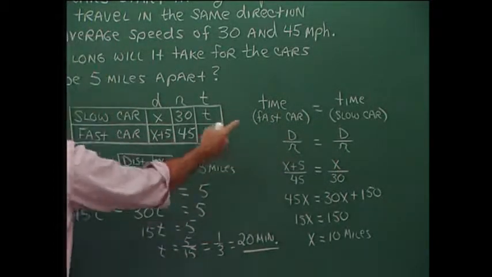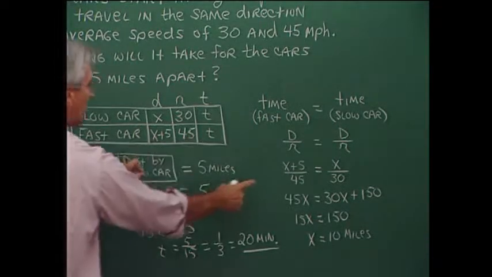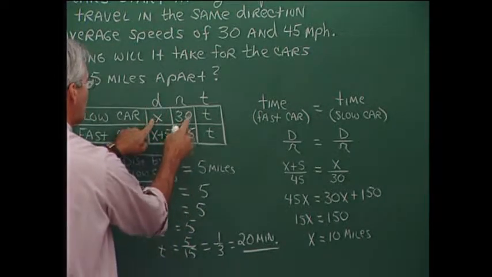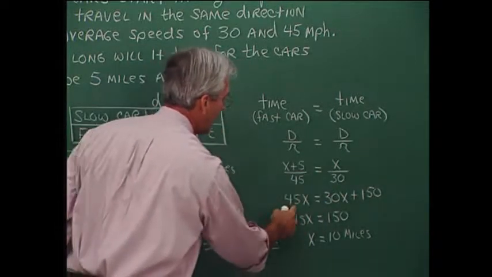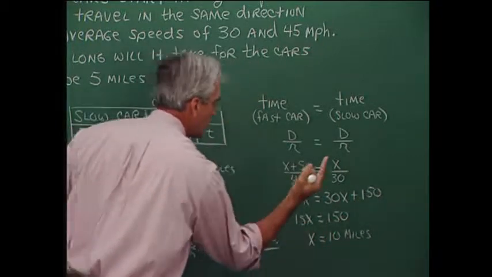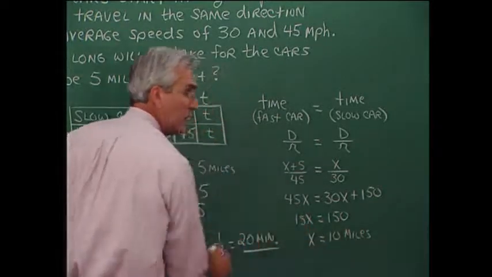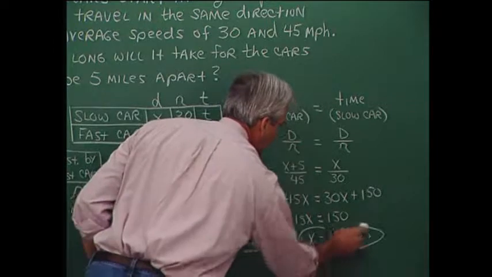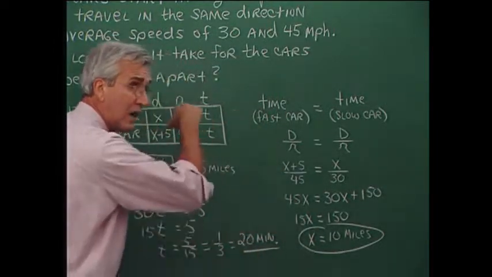So let's see, the distance traveled by the fast car is x plus 5, and its rate is 45. So we have x plus 5 over 45. On the other side, distance over rate is x over 30. Now we cross multiply: x times 45, 45x, and then going this way, 30 times x plus 5 is 30x plus 150. Subtract 30x on both sides, we get 15x equals 150, x then is 10 miles when we divide by 15 on both sides. Now, is x what we're looking for in the problem? No, it's not, but let's use it to find out what we need.